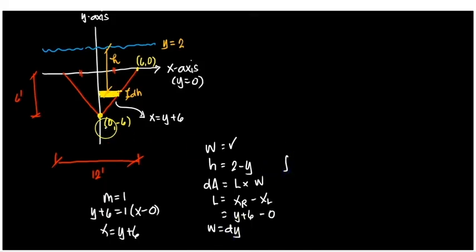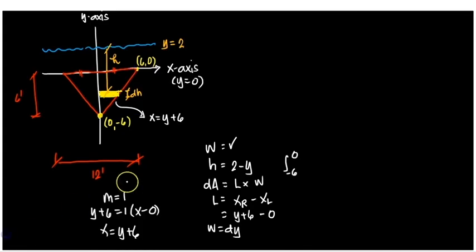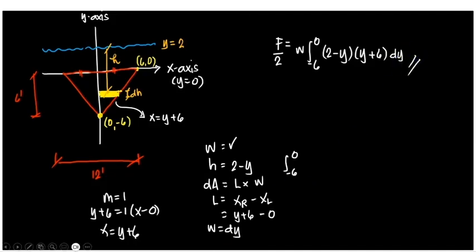And then what about my limits? What's the affected area? It's from -6 up to 0 only. Some might say it's up to 2. No, because there's no more slab in there. The slab is only up until this portion. So force over 2, because it's half, would then be W integral from -6 to 0 of H, which is 2 minus y. dA is y plus 6 minus 0, or simply y plus 6 dy. So that is the formula.